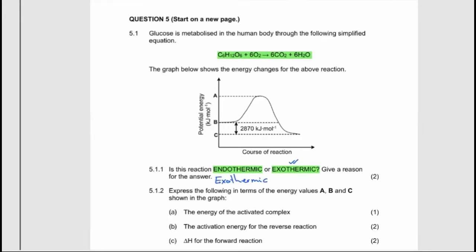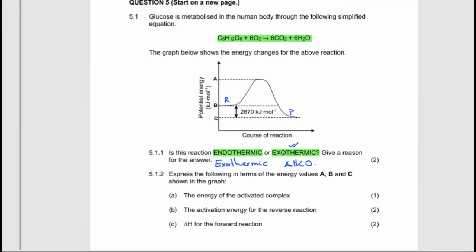So for the reason, I can just say delta H is less than 0. Or if I want to talk in terms of the energy, you can see the energy of the products, these are your products, is less than the energy of the reactants, right? So you can just say that as a reason, but also you can just say delta H is less than 0, or delta H is negative. So those are your reasons behind an exothermic reaction, right?